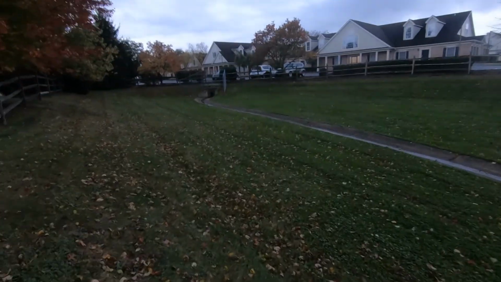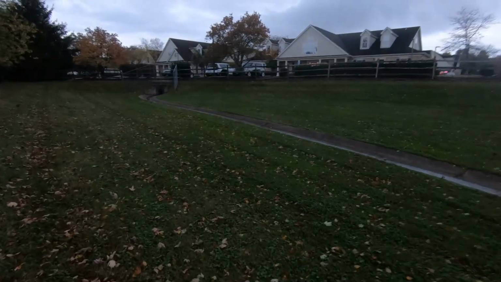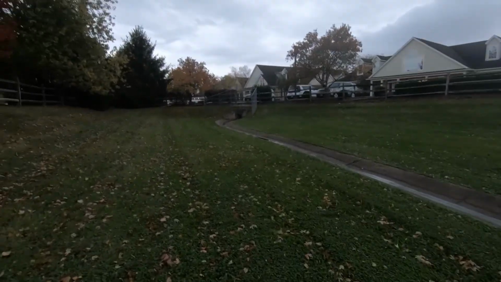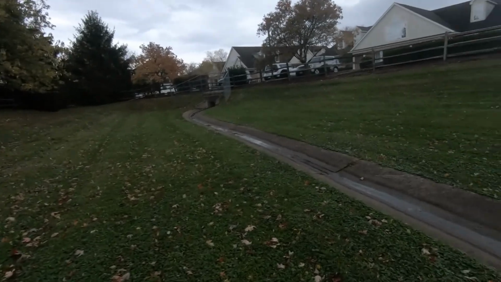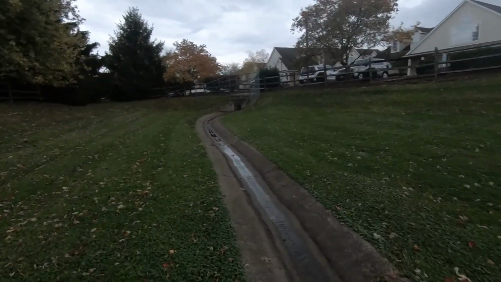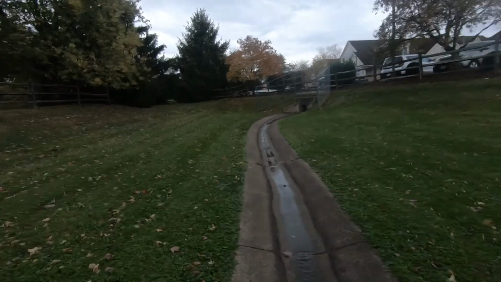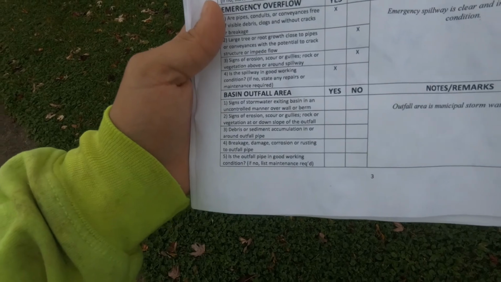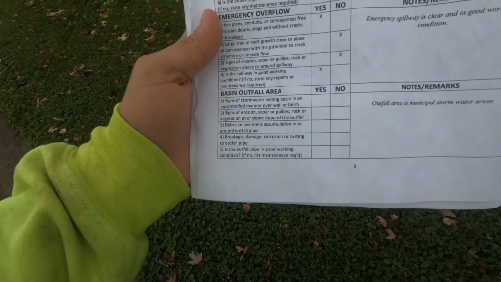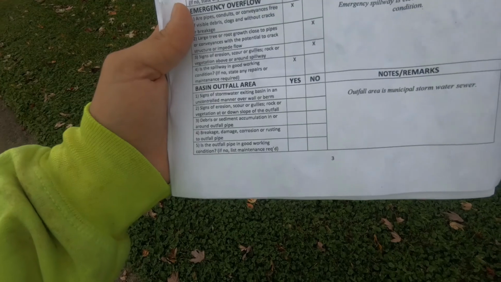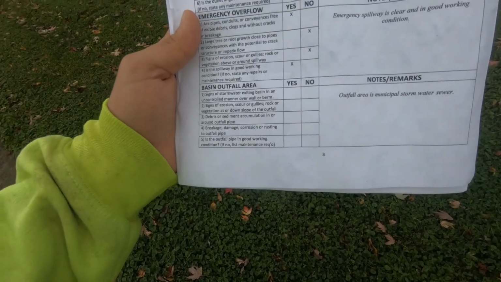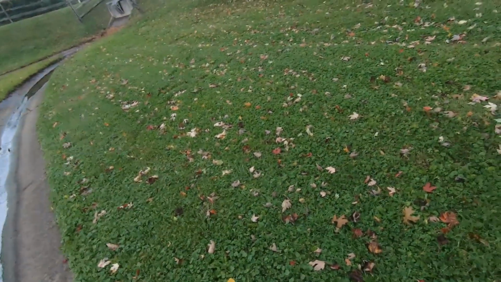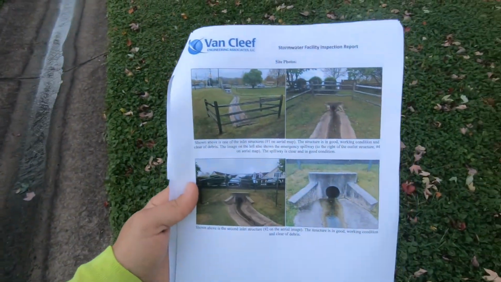Some basins will drain directly into a water course, or they'll have maybe a rock lined overflow, like a rock lined channel that they'll drain to. Again, you would just want to take pictures of that and you're basically looking, if you look at here, right, for signs of exiting basin in an uncontrolled manner, signs of erosion, scour, gullying, debris, sediment accumulation, breakage, damage, corrosion, rusting. Is the outfall pipe or the outfall area in good condition? Once you've done all of that and you've taken all your pictures, you're going to want to put the pictures in the report.